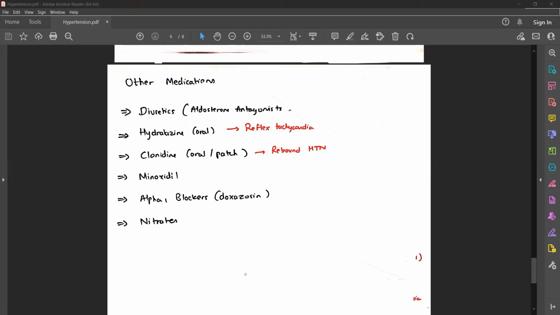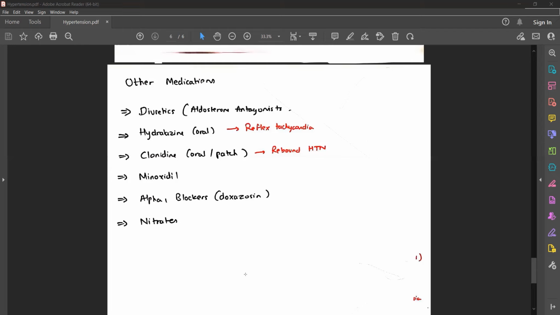Diuretics like aldosterone antagonists and loop diuretics can be added on. Hydralazine, which is usually dosed 3 times a day and is available in the oral form as well, can be considered, again keeping in mind that it can cause reflex tachycardia and a quick drop in blood pressure. Then clonidine is also one of the very strong medications, short acting, available in the oral form, and it also has a patch. The problem with clonidine is that if the patient misses their dose, it can cause rebound hypertension.